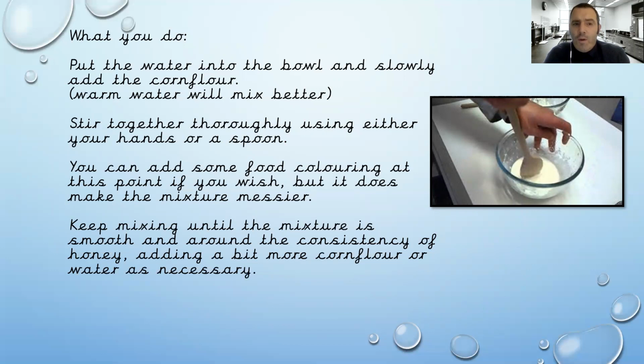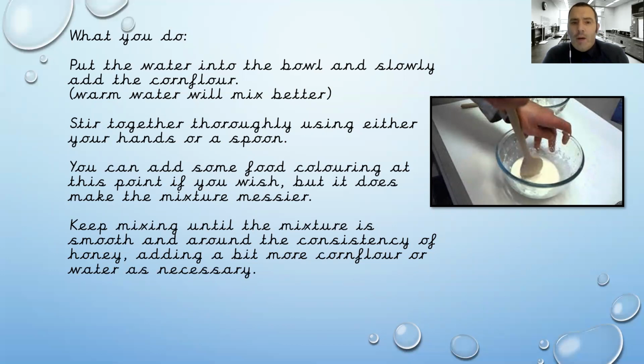You can add some food coloring if you want to, but make sure you put less water in. So if you're going to add food coloring, add it at the beginning when you first start mixing it together, and then add the water. Otherwise you're going to have it overly done and it won't work properly. Keep mixing until the mixture is smooth and about the consistency of honey. If it's a bit too wet, if it's more like water, add some more corn flour. Or if it's almost rock solid, add a little dash of water, just a little dribble.